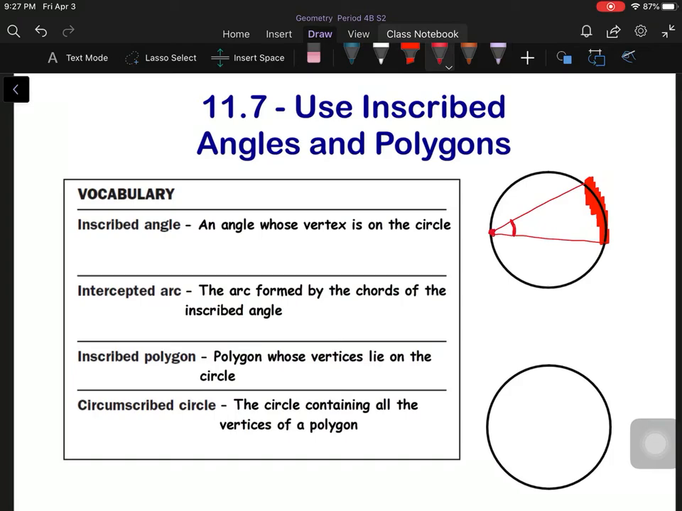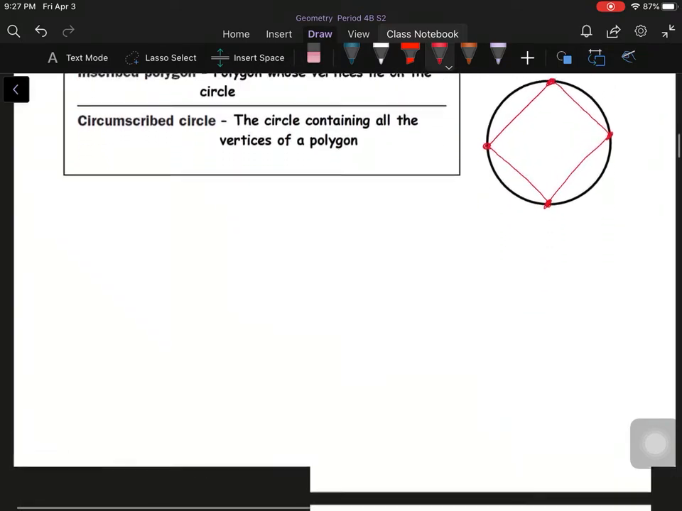Okay, an inscribed polygon is a polygon whose vertices are on the circle. So those would be the vertices. It's like a bunch of inscribed angles together. A circumscribed circle is the circle that's around the polygon. So the inscribed means it's inside. The circumscribed is the outside circle.